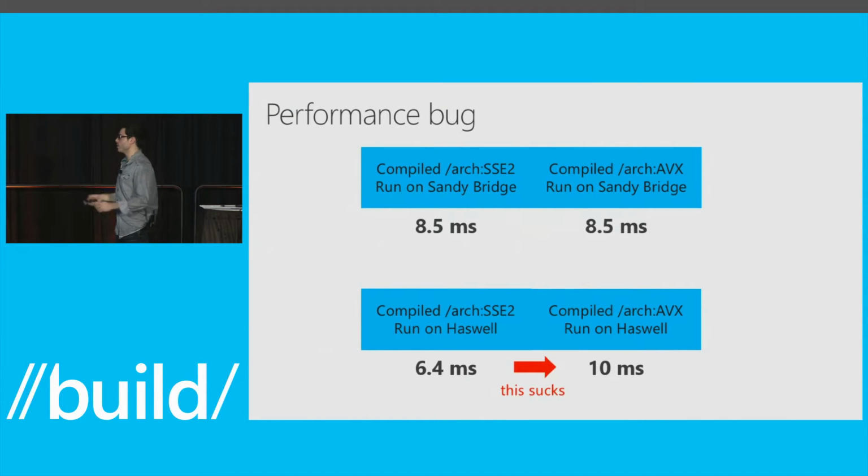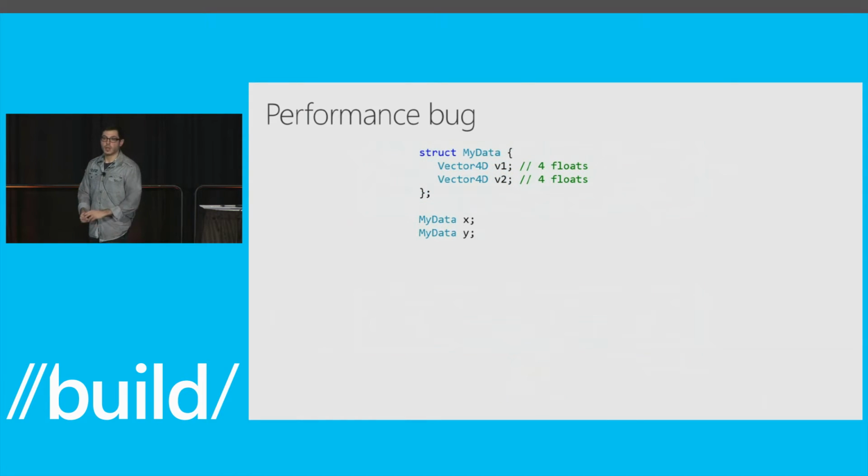But this is really what I want to talk about. Take the SSE2 binary, run on a Haswell, runs really fast. The AVX one runs super, super, super slow. That is terrible. Let's really dig in and find out what's going on. The first thing you've got to know is what data structures are being used.